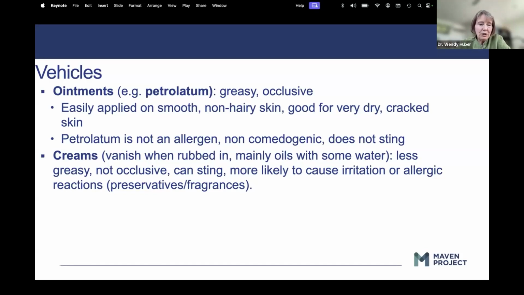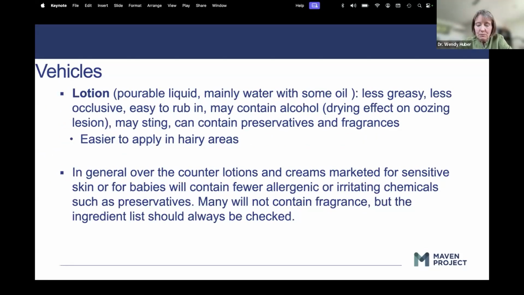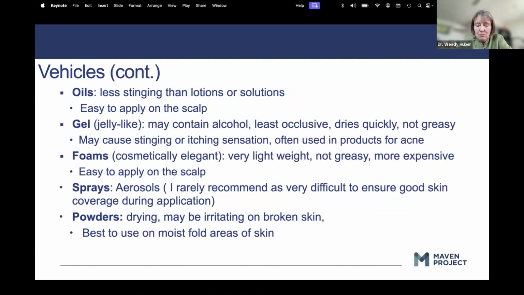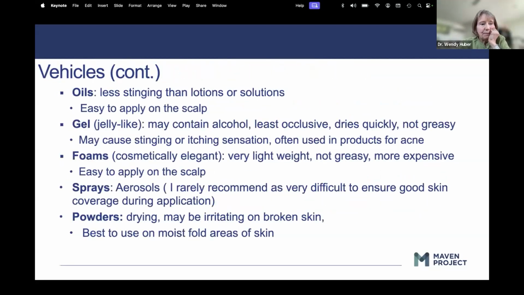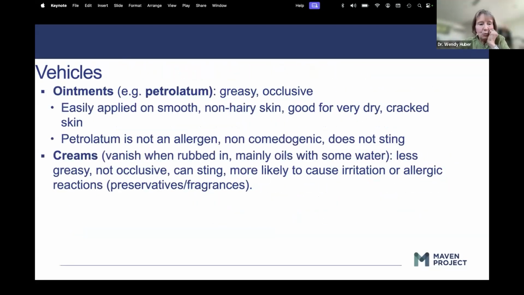Now, creams, we are all familiar with, and they typically have an oil basis, and they add some water. They're less greasy and they're not occlusive, but these can sting.